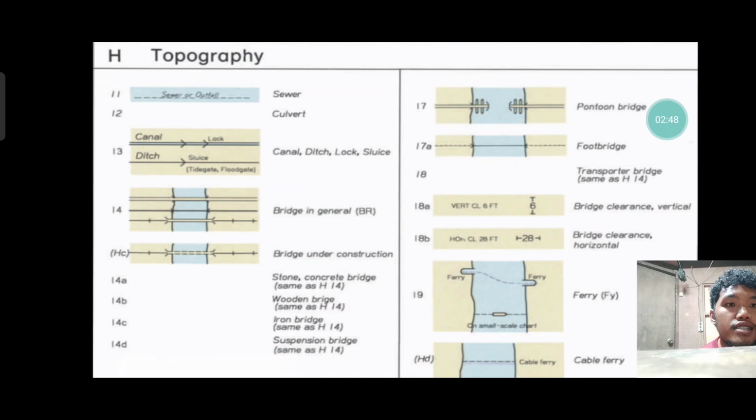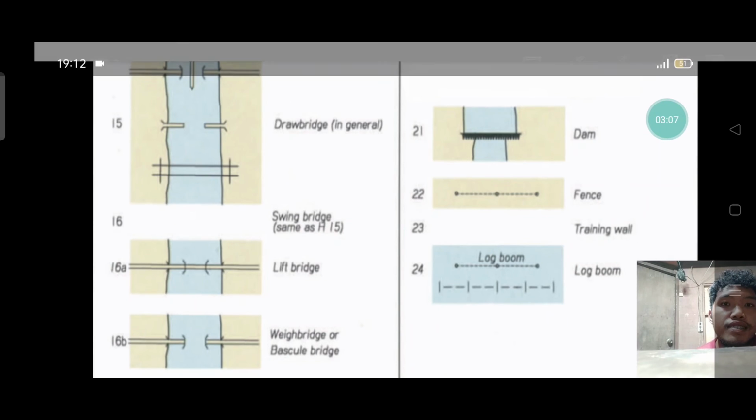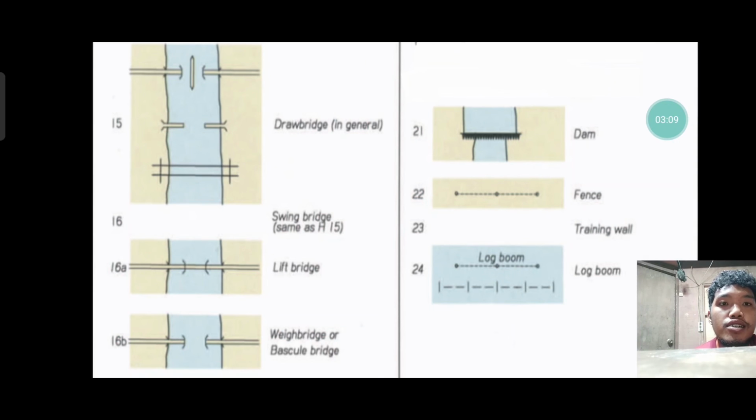Next here is the bridge clearance, or the vertical. How high is the clearance for the bridge? Next is the bridge clearance horizontal. Next is for the ferry, and its abbreviation is FY. Next is the cable ferry. So next is the drawbridge, or in general drawbridge, or the swing bridge. Next is the lift bridge. Lower on it is the way bridge or the bicycle bridge.